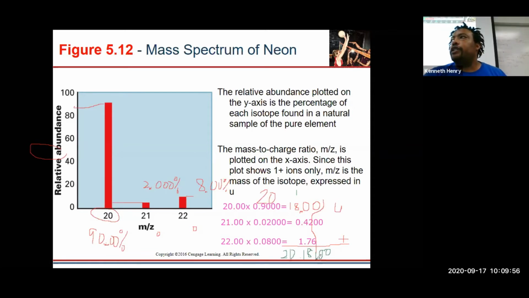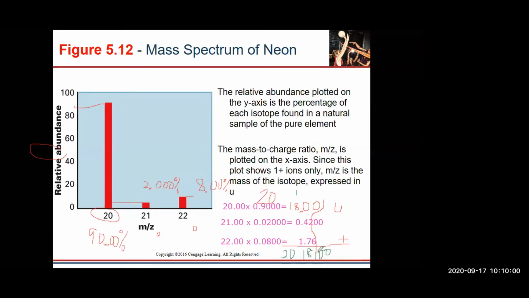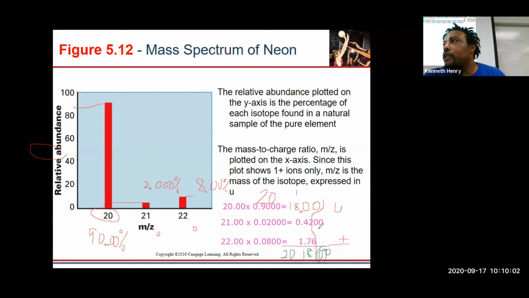So what am I going to use to determine if I'm rounding up or rounding down? 0, 0, 0. So am I rounding up or leaving it alone? You're leaving it alone. Okay, so my answer should be 20.18 units, or AMU, atomic mass units. Both of those are acceptable.